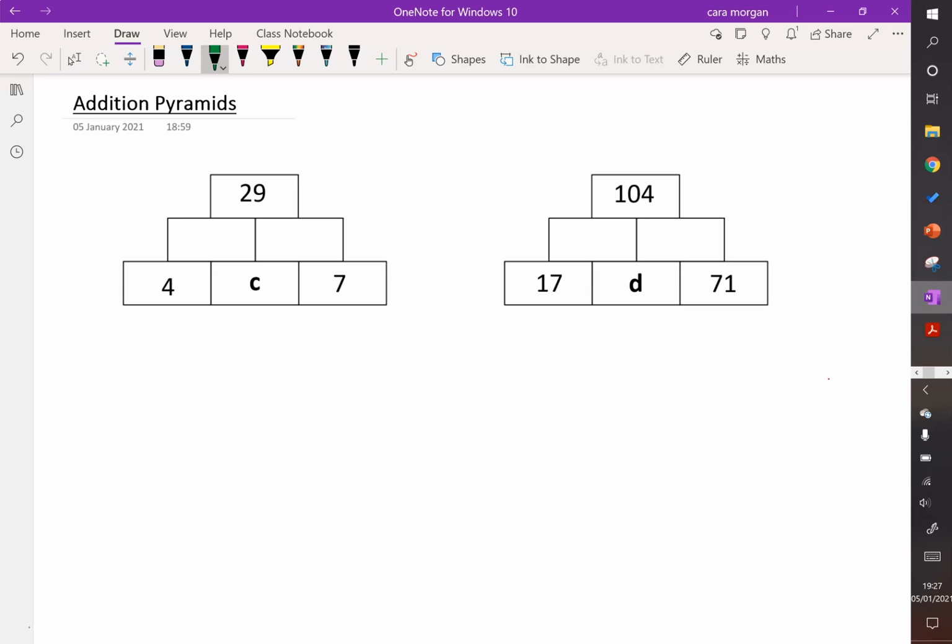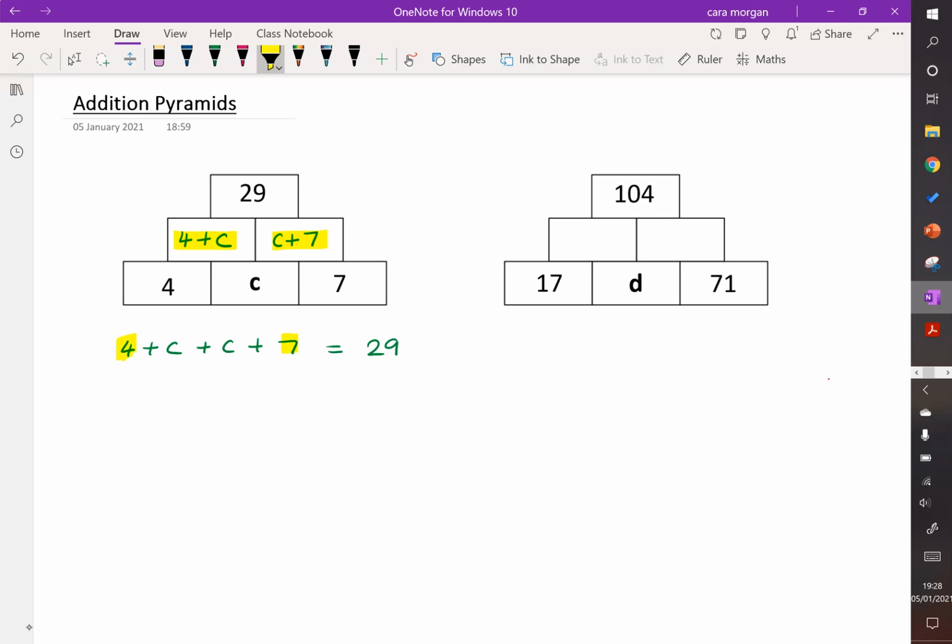Okay, so this one might be a little bit more tricky this time, because I can see that 4 add C must go in the left hand brick and C add 7 must go in the right hand brick. It doesn't matter if you've written them a different way round to me. If you've written 7 add C or C add 4, it means exactly the same thing. But notice now how I've got to add the two yellow expressions together that would give me 29. So 4 add C and C add 7 is going to give me 29.